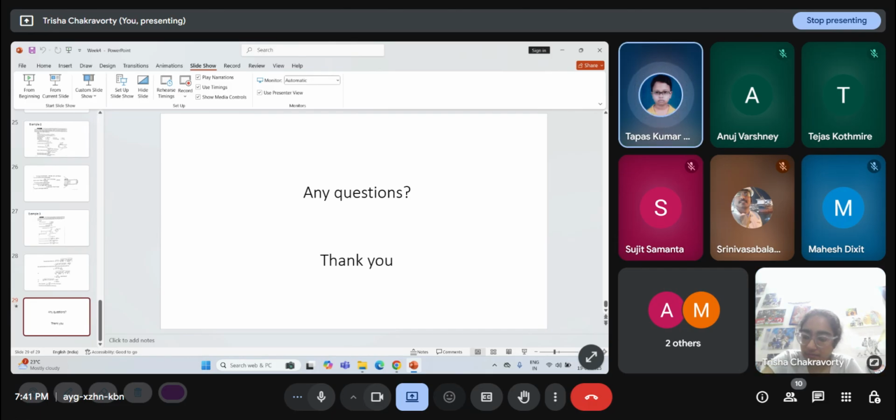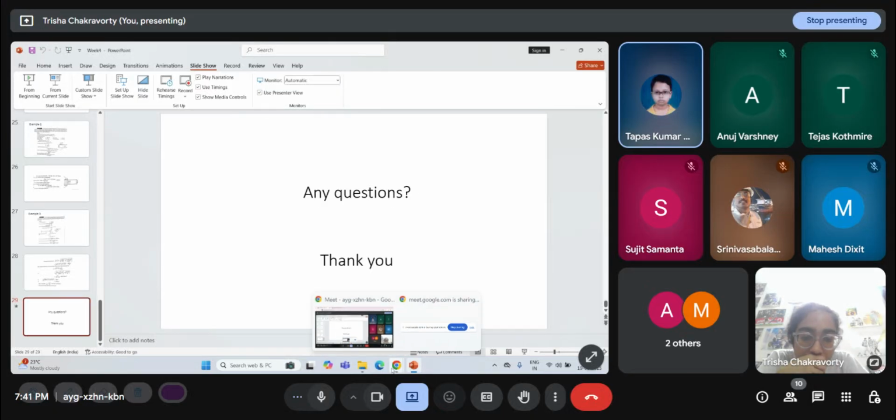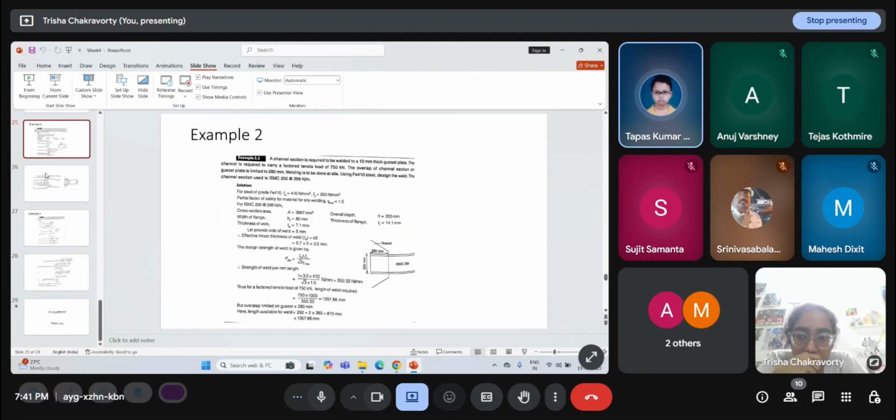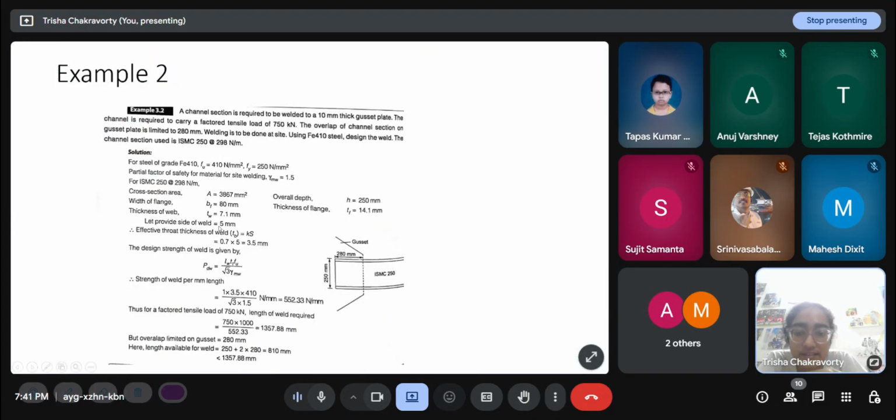Size of weld. Please discuss size of weld. How to arrive at the size of weld as 5 mm? This is an assumption, because all design has to start with an assumption.